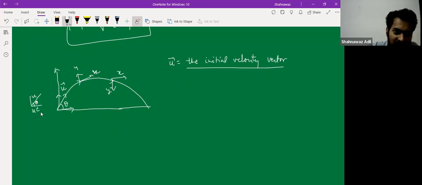So this will be u cos theta, right? And this will be u sine theta. Okay. Any doubt? No, sir. Okay. So your x component is what?